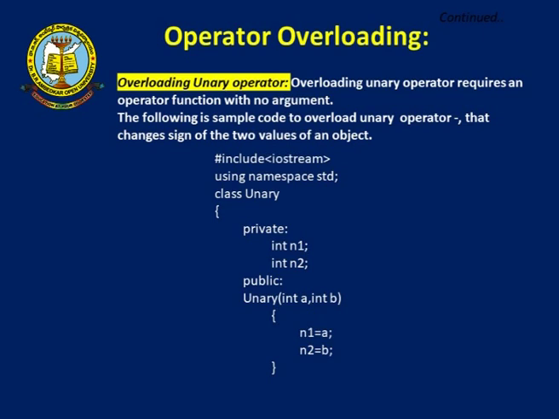But in this case, I am using the member function. That means here the operator function is going to be a member function of the class and it takes no argument. So in this example, we have a class named unary and it has two private data members n1 and n2, and a constructor.